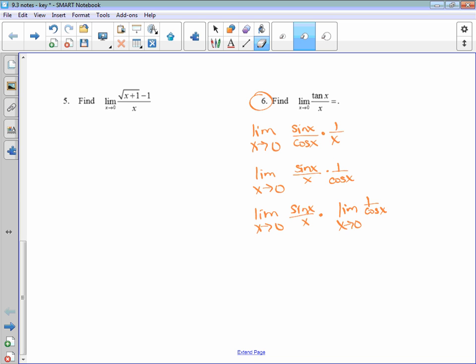So what is the limit as x approaches 0 of sine of x over x? 1 times, oops, that is not a fun. All right, plug 0 in. What is the cosine of 0? 1. So we have 1 times 1. It was 1. 1. You're good. Yes. Okay. Good work.